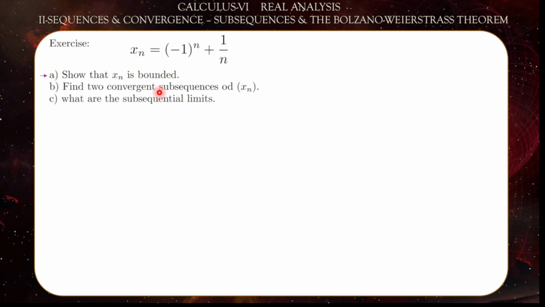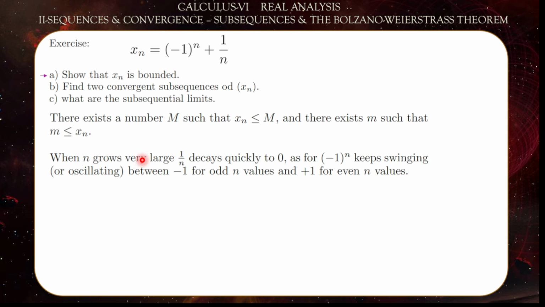Exercise. Let x_n equal (-1) to the power of n, plus 1, divided by n. Show that x_n is bounded. Find two convergent subsequences of x_n and state the subsequential limits. There exists a number capital M such that x_n is less than or equal to M, and there exists a lowercase m such that x_n is greater than or equal to m for all values of n.